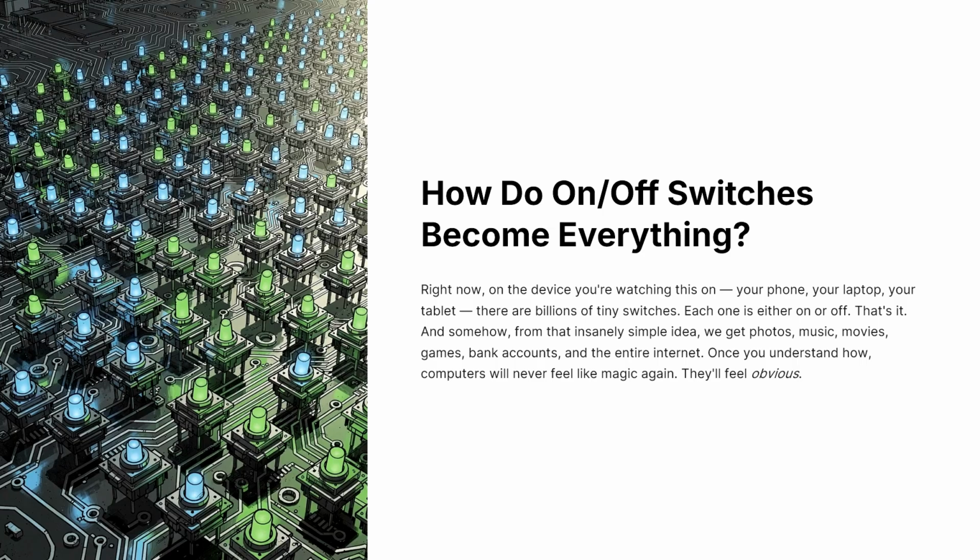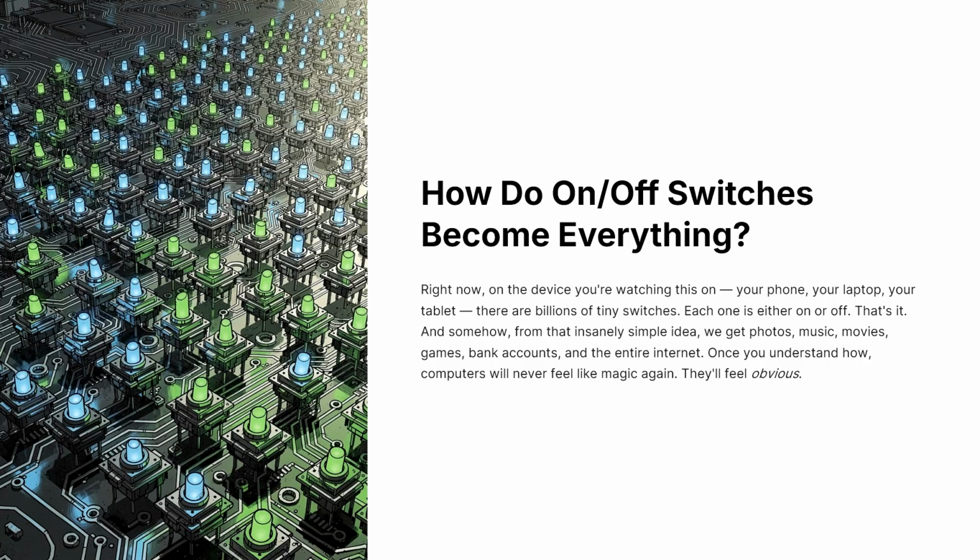Right now, on the device you're watching this on, your phone, your laptop, your tablet, there are billions of tiny switches. Each one is either on or off. That's it. On or off. And somehow, from that insanely simple idea, we get photos, music, movies, games, bank accounts, and the entire internet.